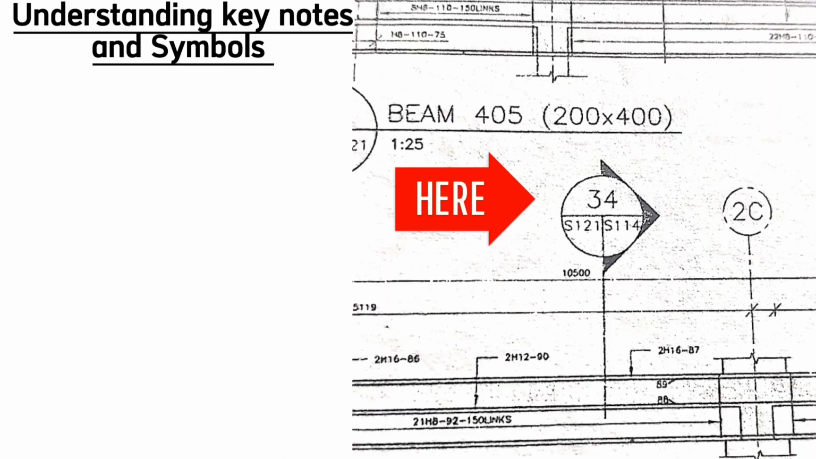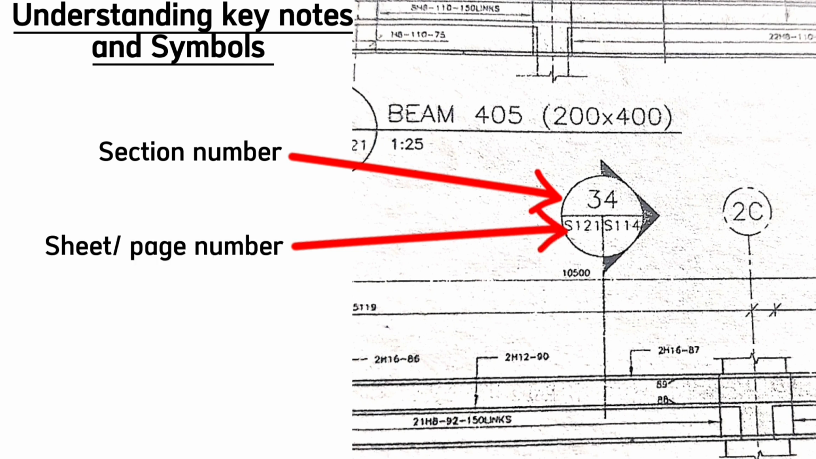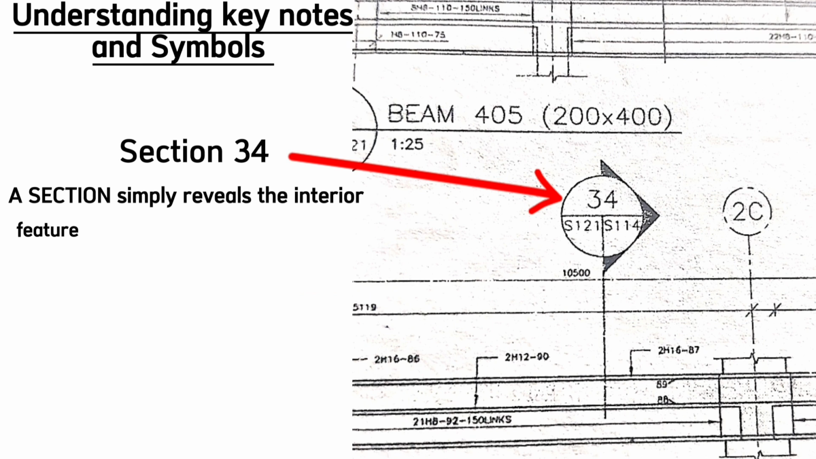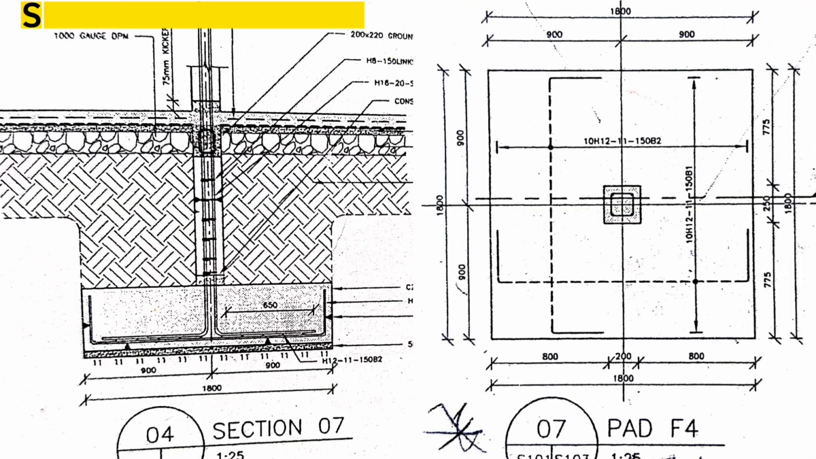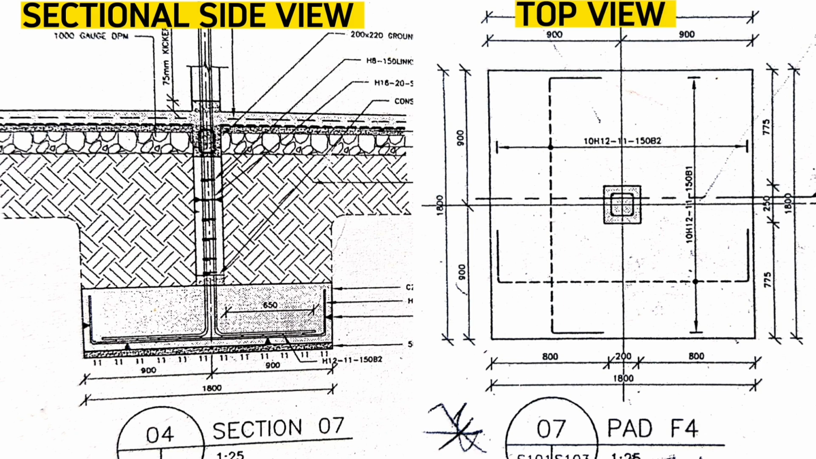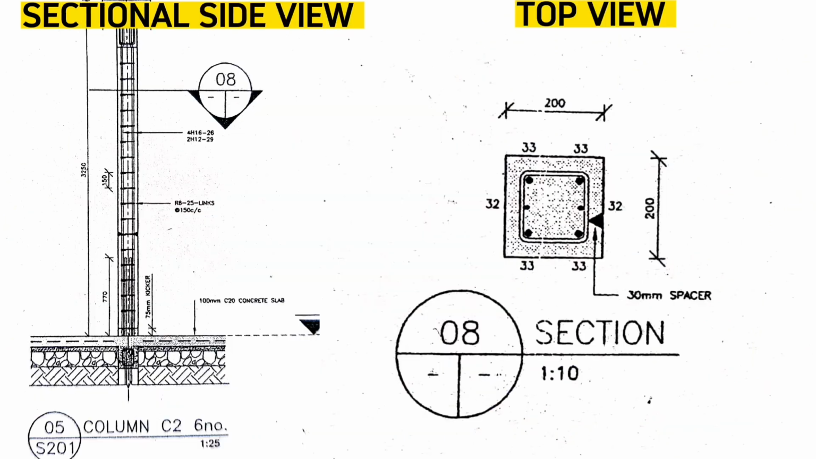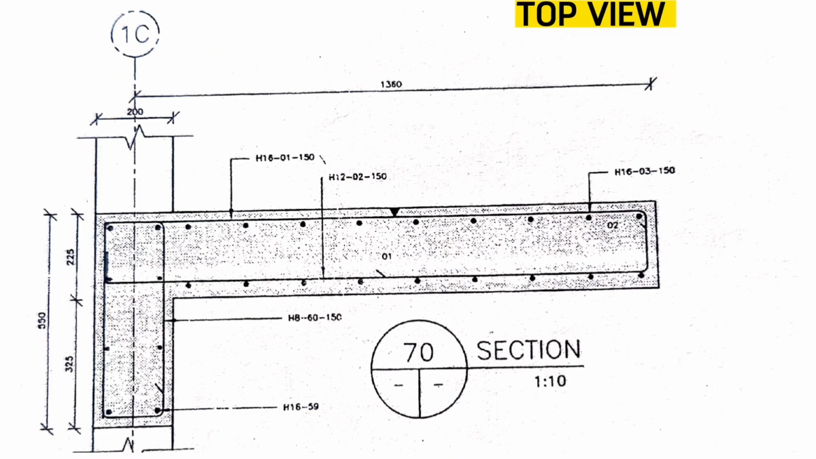For example, when you find a symbol like this one, this indicates the section number and this indicates the sheet number. So this is section number 34, sheet number 121 and sheet 114. A section simply reveals the interior features as an imaginary cutting plane through a part, whereas the top view displays what is seen from above. A pad or footing will look like this in sectional view, whereas it will look like this in top view. This is a sectional view of a beam, and this is the top view of a beam. This is the sectional view of columns, and this is the top view of columns. This is the section for stairs, and this is the top view for stairs, among others.